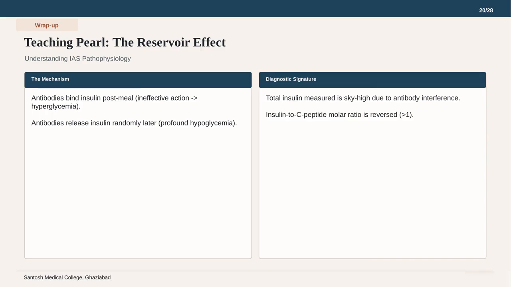The right panel highlights the diagnostic signature of this phenomenon. Because the antibodies interfere with standard laboratory assays, the total insulin measured appears sky high. Consequently, the normal insulin to C peptide molar ratio is completely reversed, becoming greater than 1. Understanding this specific biochemical footprint is key to making the diagnosis. Let us review the overarching diagnostic evolution of this case.